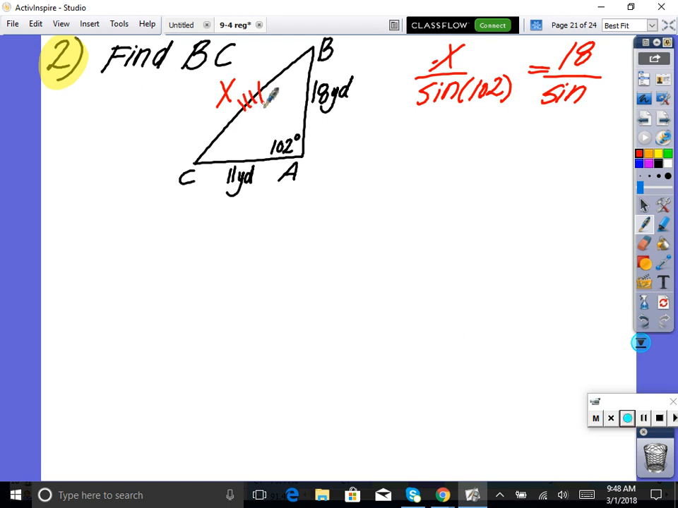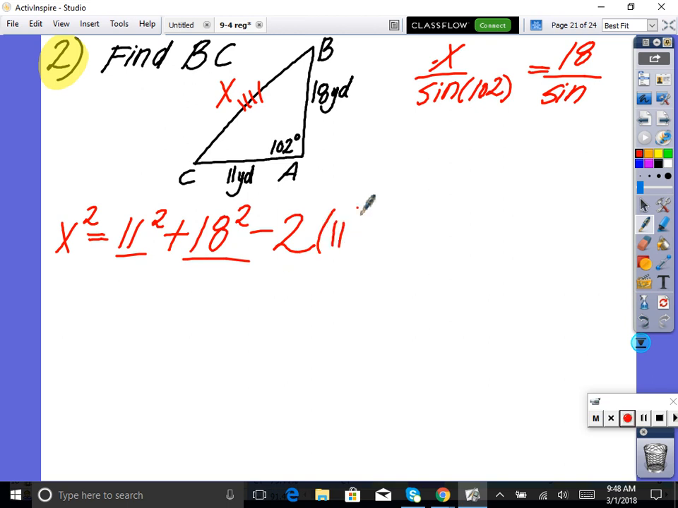This is the side we're trying to find, so that has to be on the outside. So you'd say x squared is equal to one of the sides squared, so 11 squared, plus the other side squared. Isn't the other side 18? Minus 2 always, and then times that, times cosine of the angle that's across from that side. So cosine of 102.